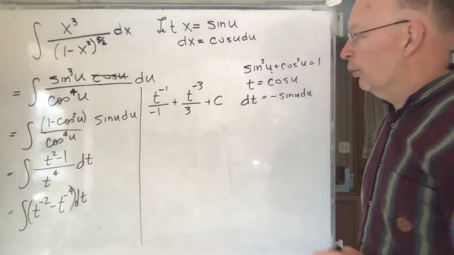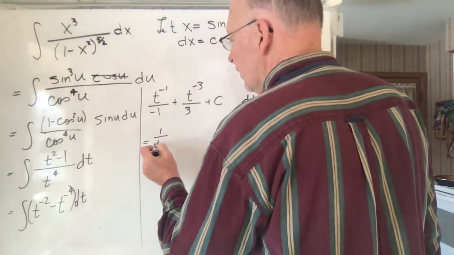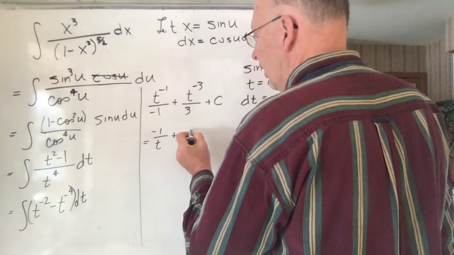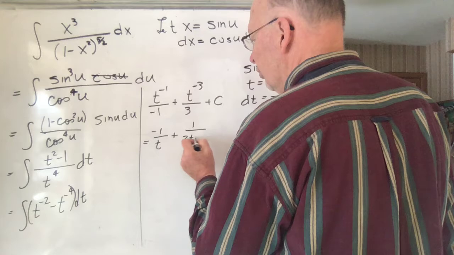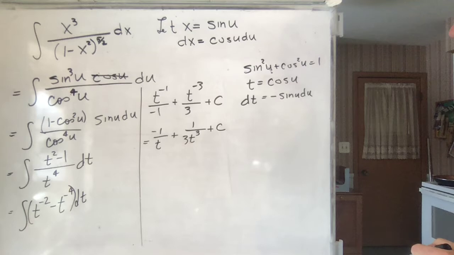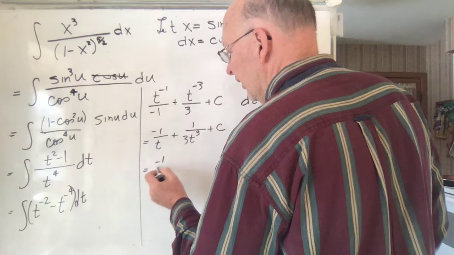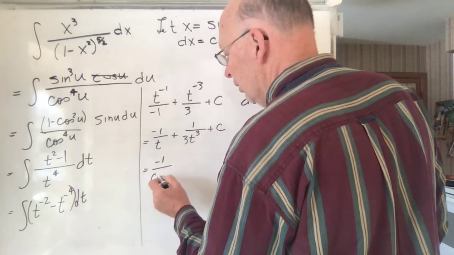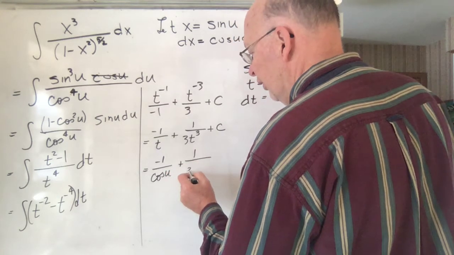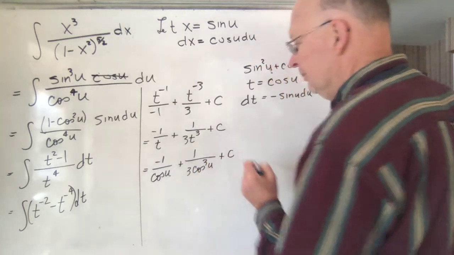Now you just start substituting in backwards again. So this is going to be negative 1 over t plus 1 over 3t cubed plus c. And t is equal to cosine u. So this is equal to negative 1 over cosine of u plus 1 over 3 cosine cubed of u plus c.